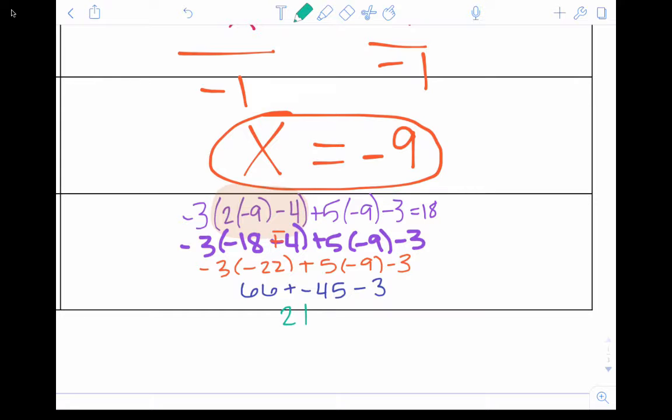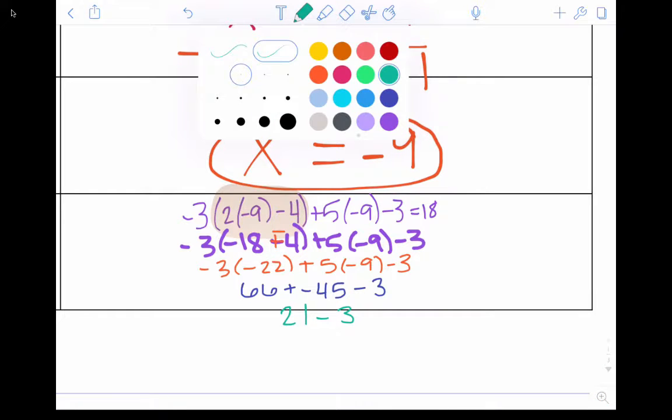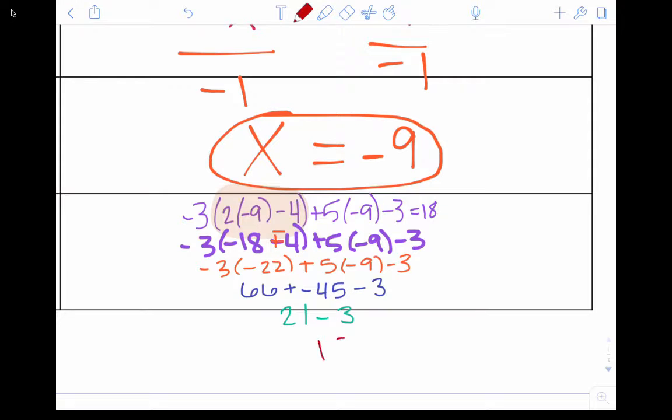And then I need to take the sign of the larger number. 66 is larger than 45. 66 is positive, so 21 is positive. And then I have minus 3. 21 minus 3 is 18. And that is what I originally had here. 18 is equal to 18. So I did get the correct answer.